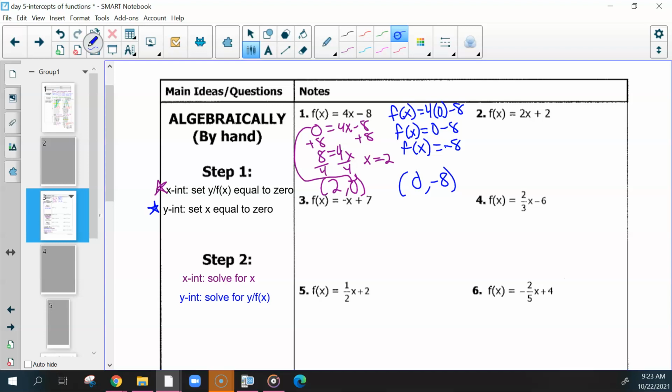So for our y-intercept, when it's written in this format, f of x equals some number in front of the x and then a number without a variable, you don't really have to do work for that one, because whatever this number is going to be your y-intercept in this format every single time. Do you have any questions on that first one?